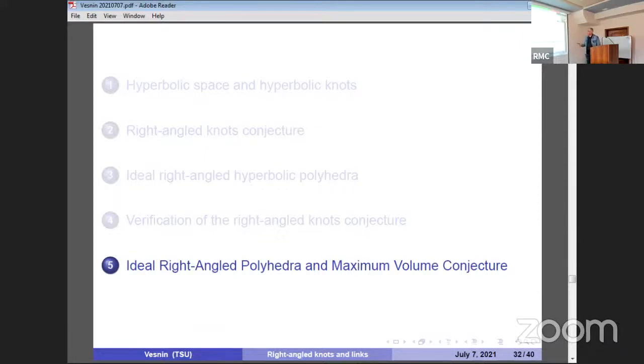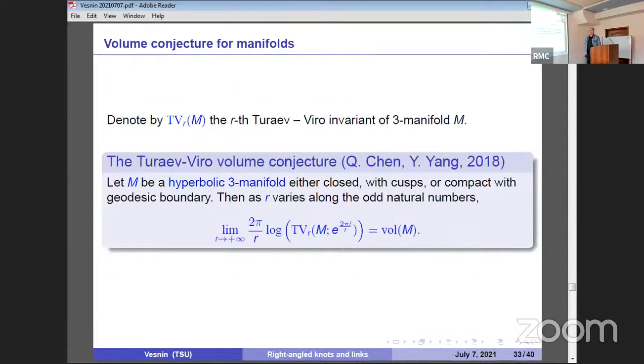I recall very briefly what the volume conjecture is. Let's consider the Reshetikhin-Turaev invariant of a three-manifold. I am not going to define it now; it's another talk. So just consider the Reshetikhin-Turaev invariant of a three-dimensional manifold, and I'd like to formulate a conjecture following Chen and Yang's recent paper.